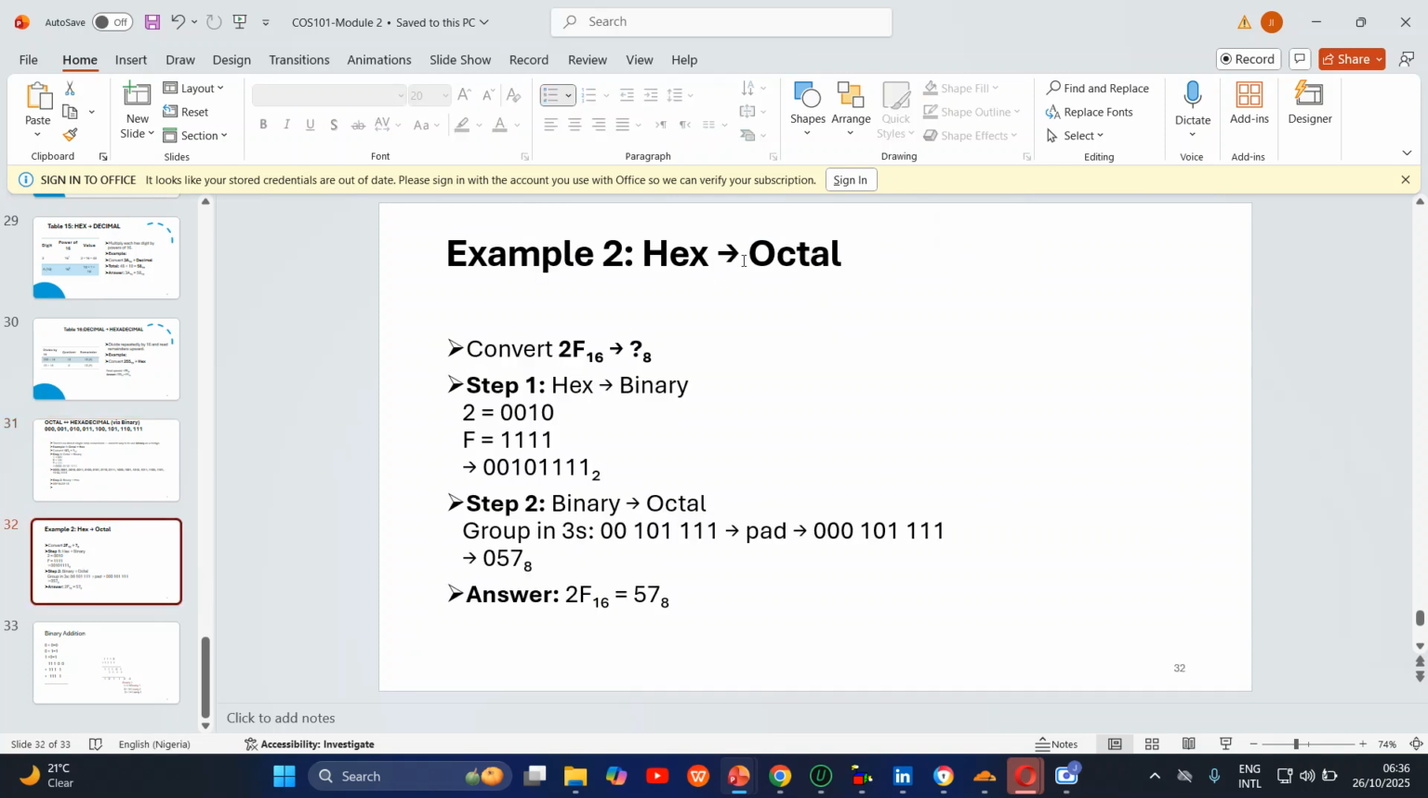Now let's look at hexadecimal to octal. The same process, the same steps. The first thing you need to do is to convert to binary and then binary to octal. Now let's look at this. Our 2 is 0010 and our F is 1111, right? We concatenate them together, which gives 00101111.